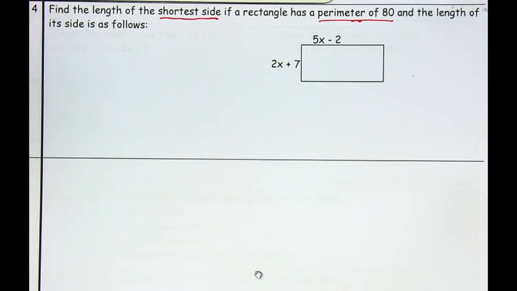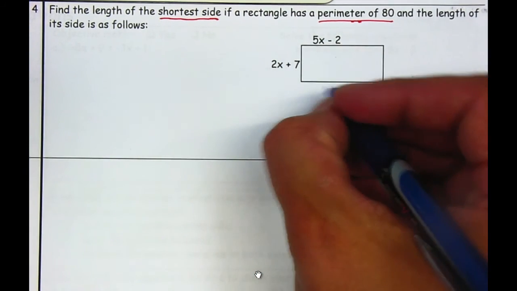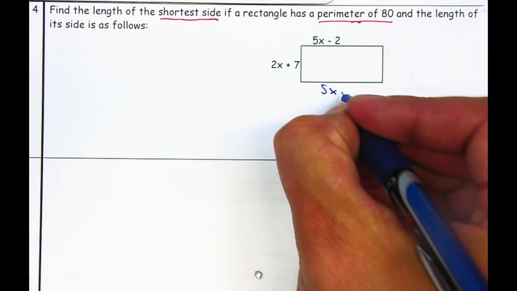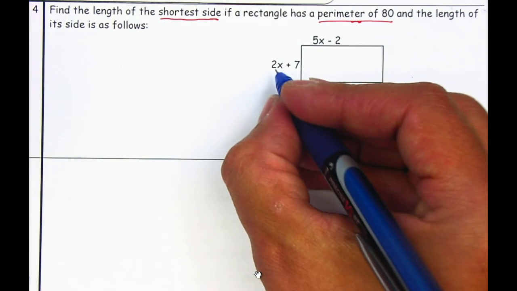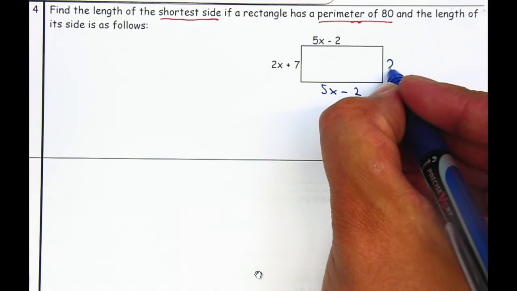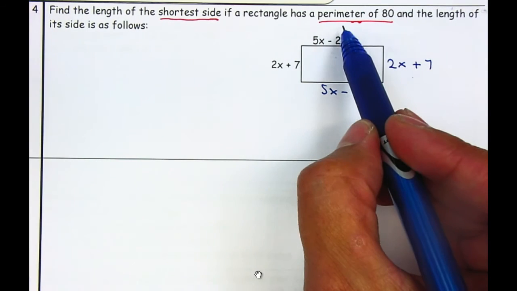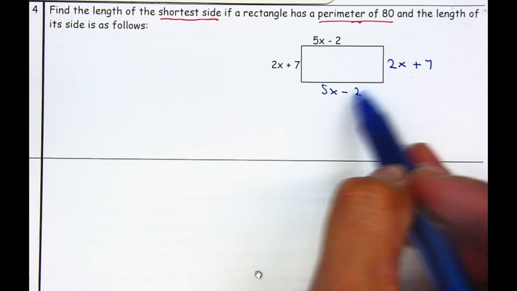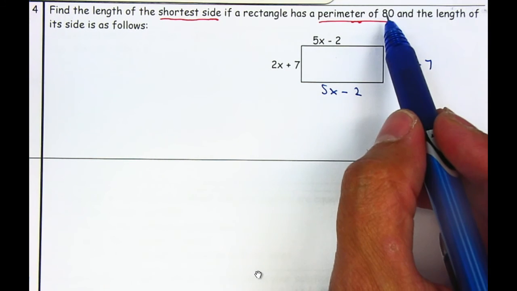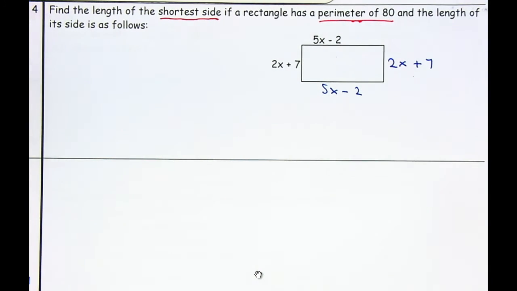Since this is a rectangle, we know that if this is 5x minus 2, the bottom one will also be 5x minus 2. This is 2x plus 7. This will also be 2x plus 7. To find the perimeter, we need to add all four sides. And we know that's going to be equal to 80. So let's add all four sides.